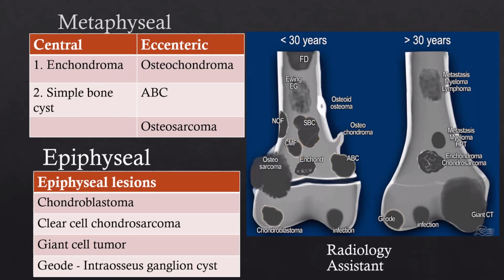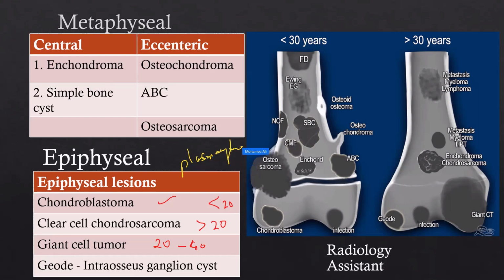If we have an epiphyseal lesion, chondroblastoma is very important. This one occurs before age 20. Clear cell chondrosarcoma occurs after age 20 in young adult patients. Giant cell tumor occurs between ages 20 and 40. This one is a locally aggressive tumor with subarticular location. Geode or intraosseous ganglion cyst also can be within our epiphyseal lytic or cystic lesions. Also, we can add plasmacytoma to the differential diagnosis of epiphyseal lesions, but it's very, very rare.